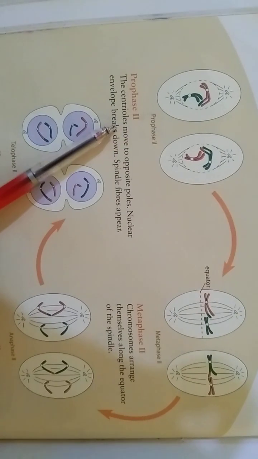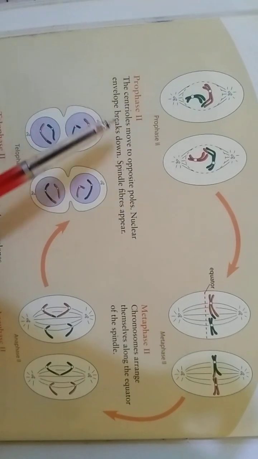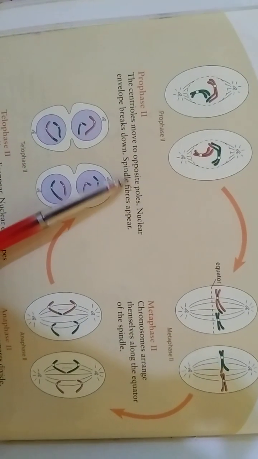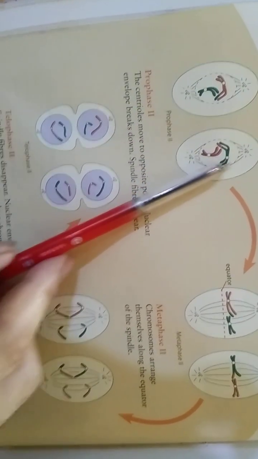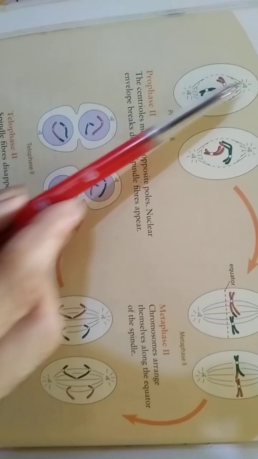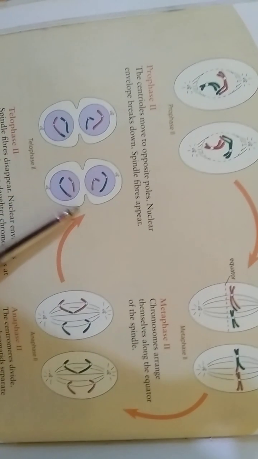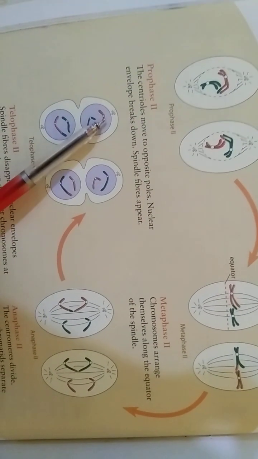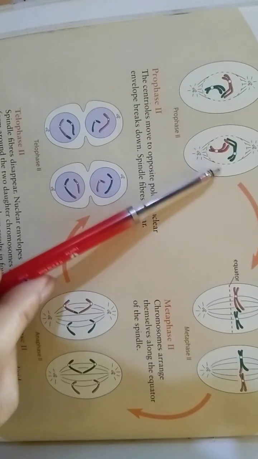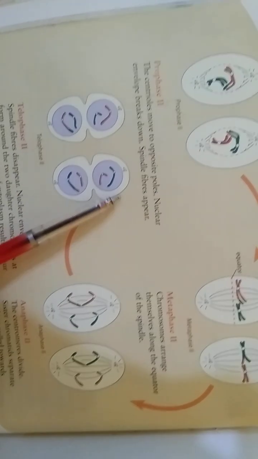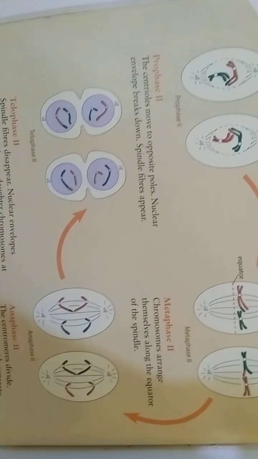Prophase 2. The centrioles move to opposite poles. The nuclear envelopes break down. Spindle fibers appear. These are spindle fibers.